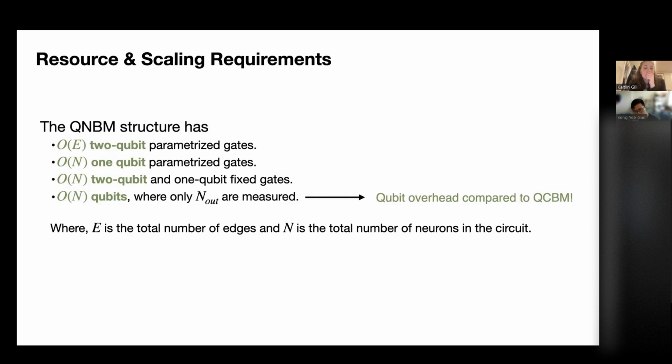So the structure requires O of E 2-qubit parametrized gates, O of N 1-qubit parametrized gates, O of N 2-qubit and 1-qubit fixed gates, and then O of N qubits, where only the N out, so the output neurons, are actually the ones that are measured. So we do have quite a qubit overhead compared, let's say, to the QCBM, where the number of input qubits is equivalent to the number of output qubits that you measure.